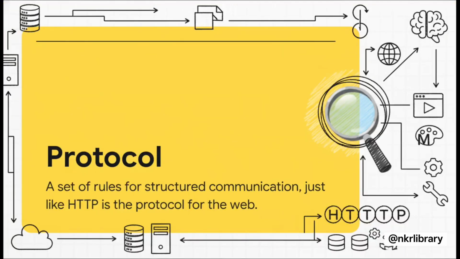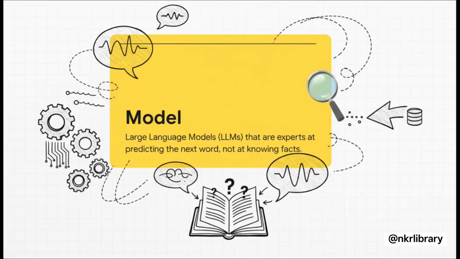Let's break down the name real quick, starting with protocol. If you're a dev, you know this one. A protocol is just a set of rules for how things talk to each other. Simple. Think of it like this: HTTP provides the rules for the web. MCP provides the rules for feeding context into an AI. Next up, model. Pretty straightforward. This just means our large language models like Claude or GPT. But here's the crucial thing to remember. These models are language experts. They are amazing at predicting the next most likely word. They are not databases of real-time facts. They're masters of grammar, not gurus of what's happening right now.